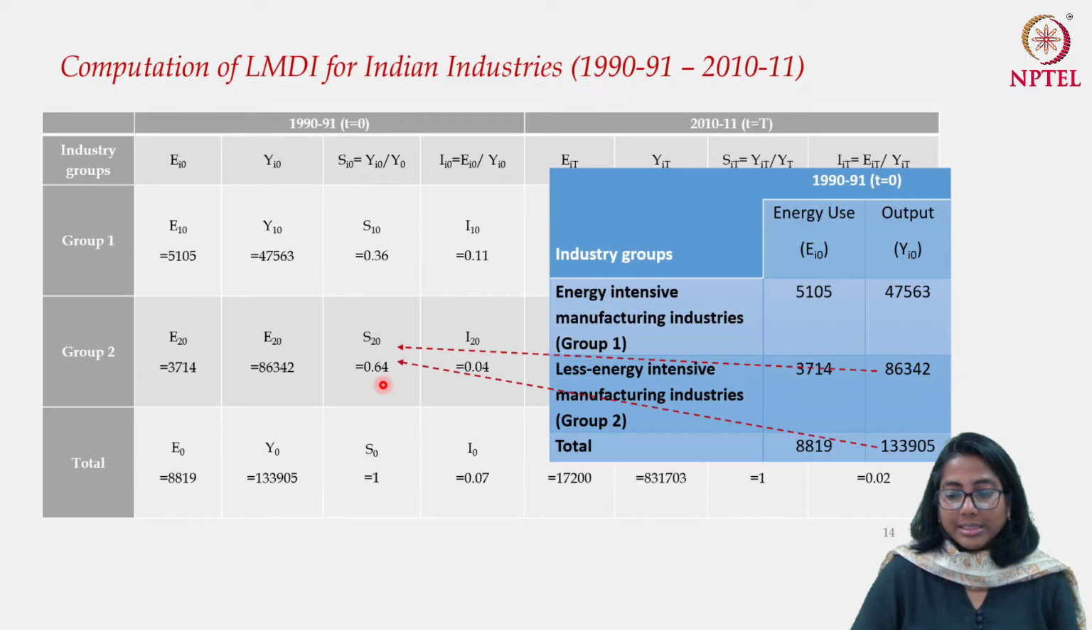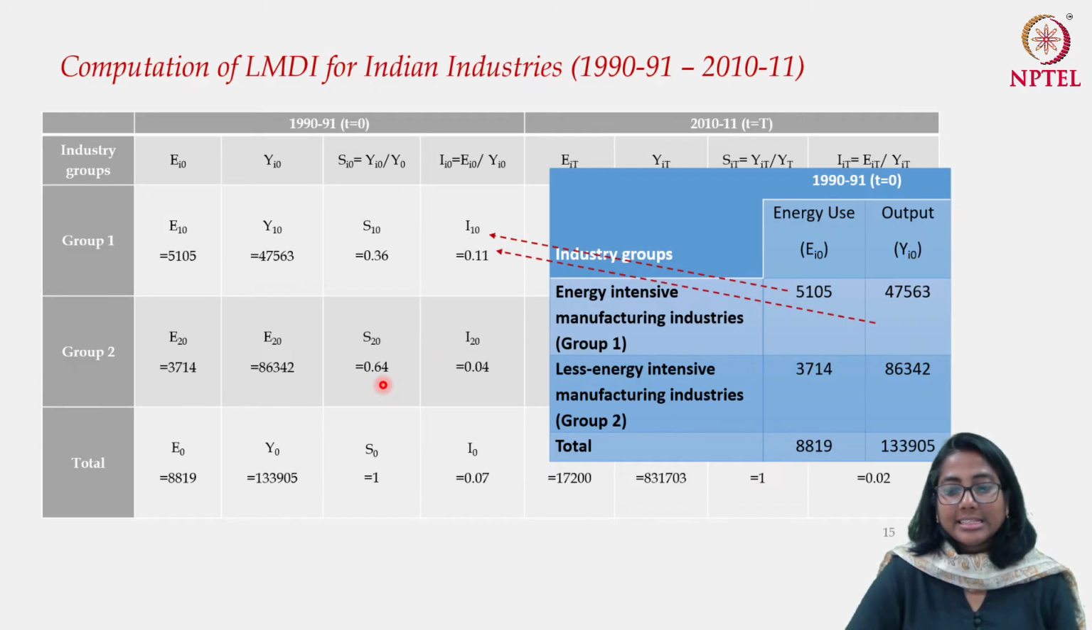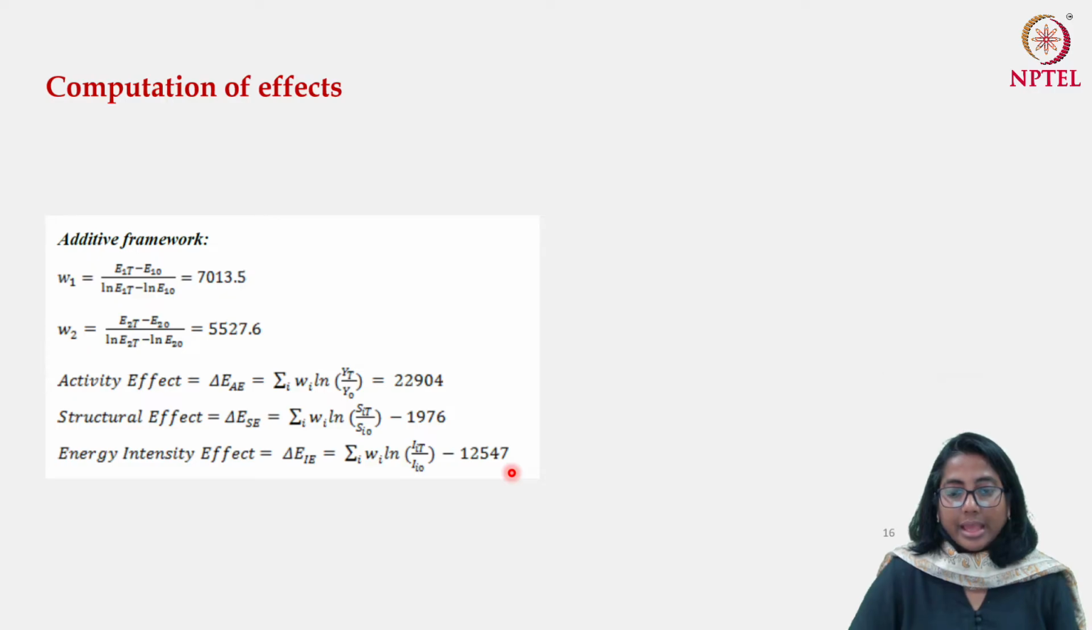Next, the structure value is derived from here. Third, for the energy intensity of group 1, it is calculated based on these two values. This 0.11 is actually 5105 divided by 47563. The energy intensity of the second sector will be 3714 divided by 86342. And this is the total energy intensity of the entire manufacturing sector. So this is how you calculate the structure as well as the energy intensity. If you have that information with you, the rest is easy to calculate.